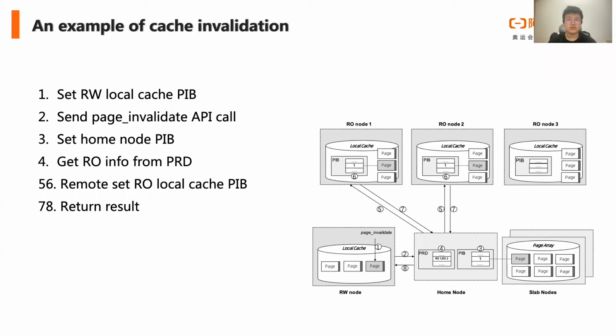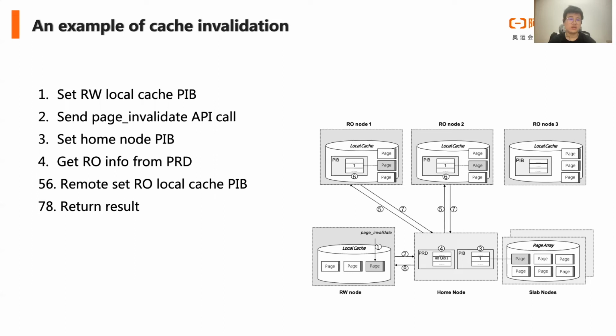We use cache invalidation to achieve cache consistency between nodes. Here is an example of cache invalidation. When the RW node finishes modifying some page, and before it releases the page latch, first it will set the local page invalidation bit, we call it PIB. Then the RW node will send the page invalidation API call to the home node.